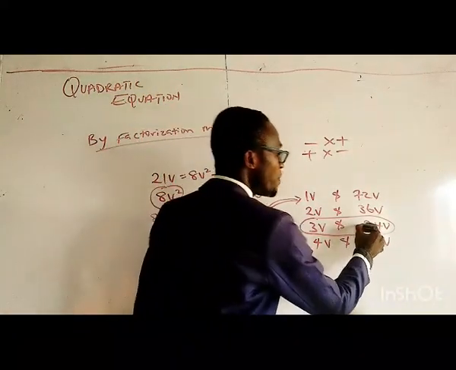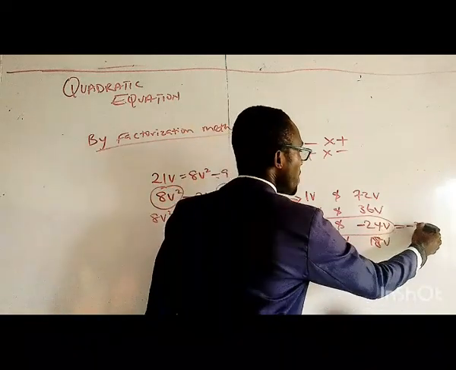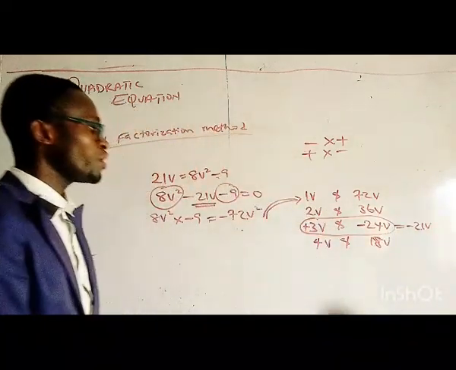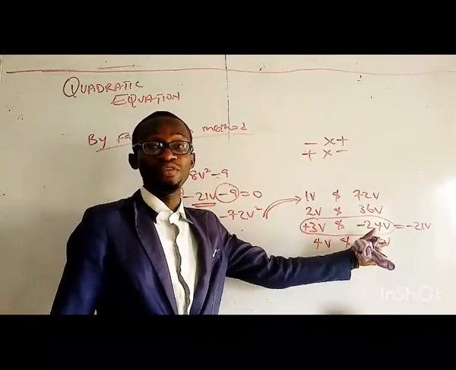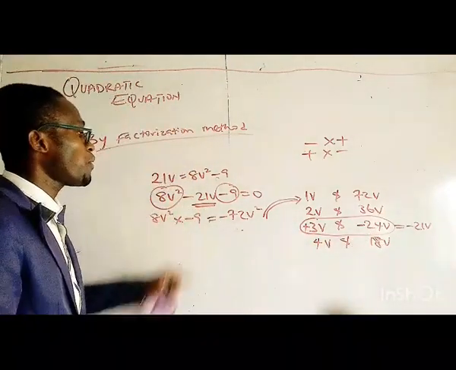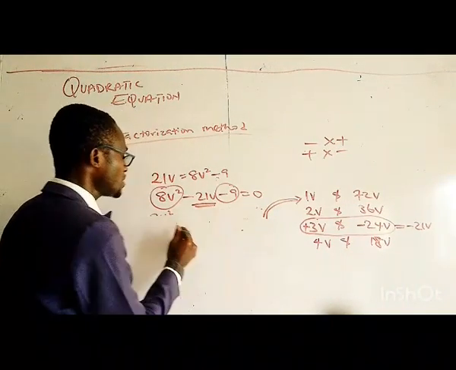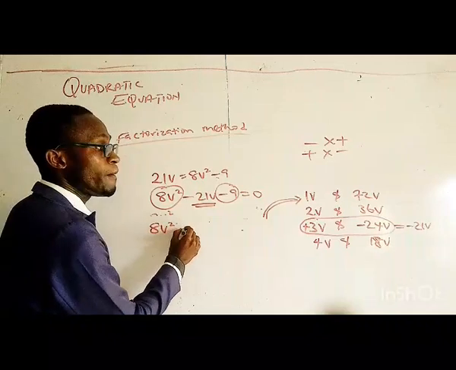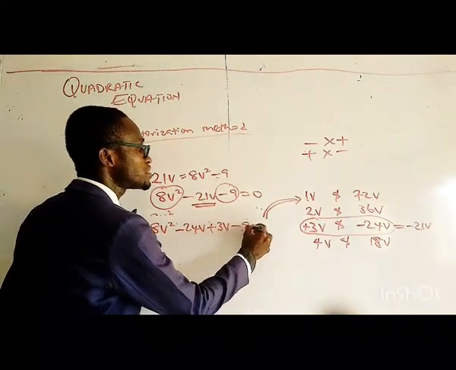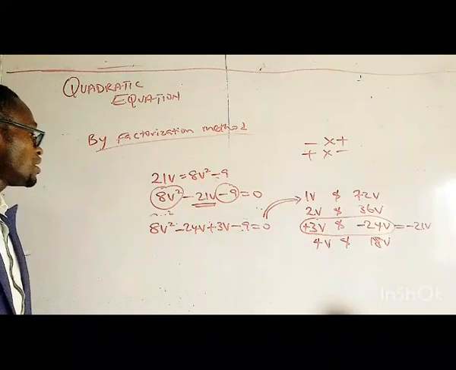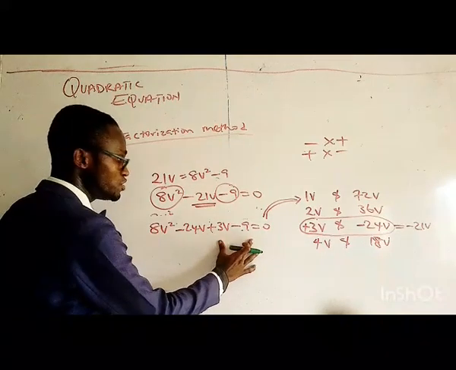So if we put our minus here and put our plus here, adding these together will give us minus 21v. So what it means is that we are going to make use of minus 24v and plus 3v to replace our minus 21v. So what we just do is this: 8v squared minus 24v plus 3v minus 9 is equal to 0. Now by grouping, we'll group these two together, group these two together.